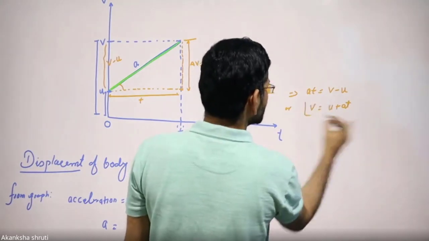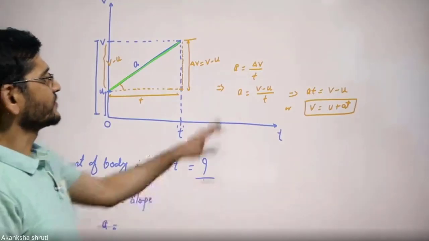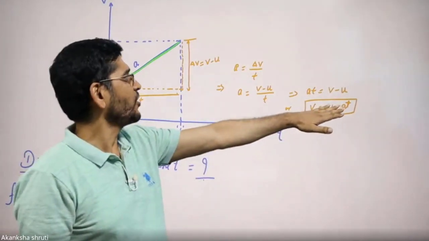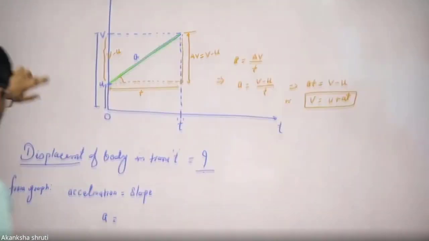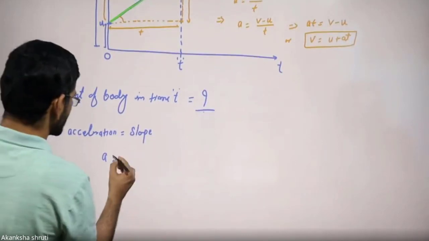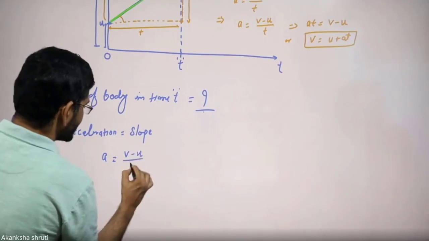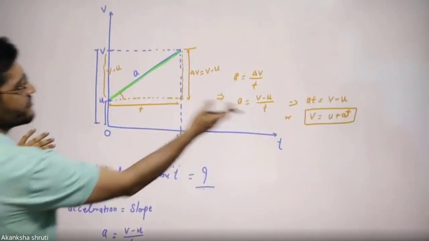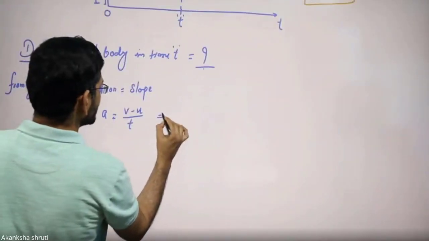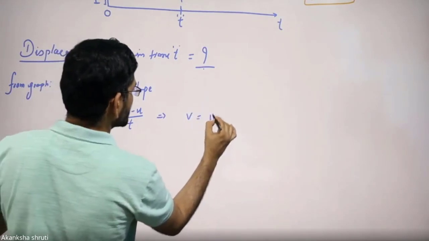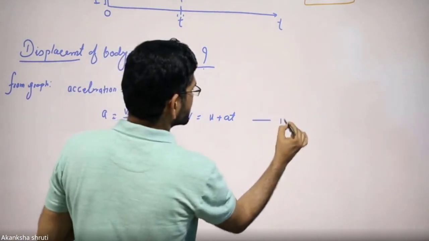This is the first derivation that we had done by using the formula for acceleration, but the same thing we have also obtained from this graph. So we write from the graph, acceleration equals slope, which is given by v minus u by t. I have explained how we took this. Just rearranging this gives us v equals u plus at. Wherever required, I will use this one.